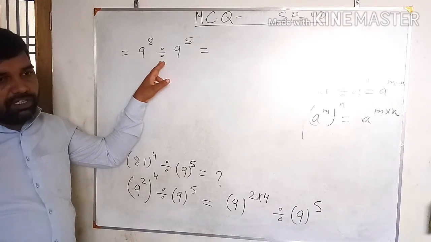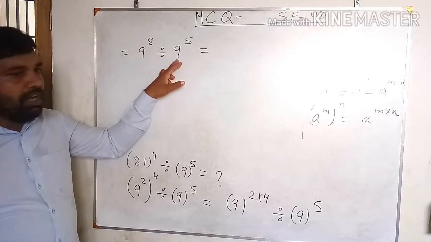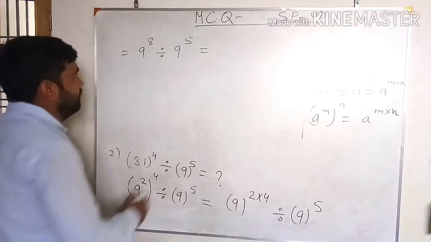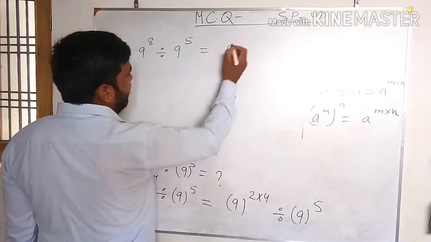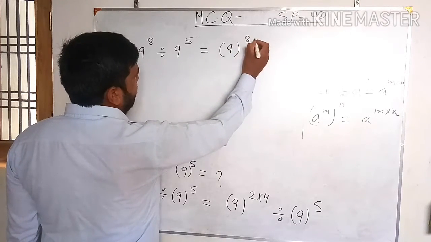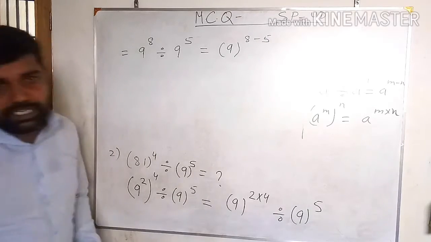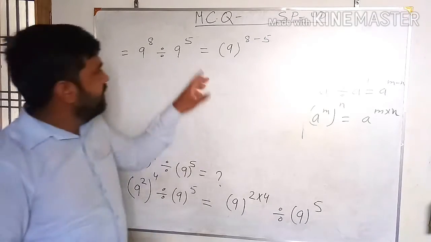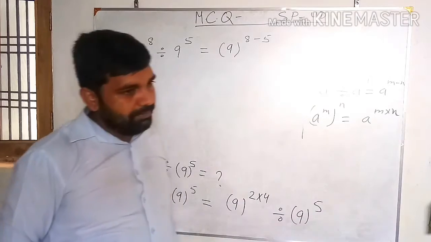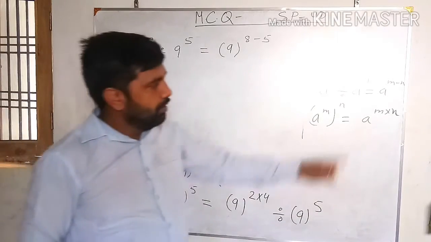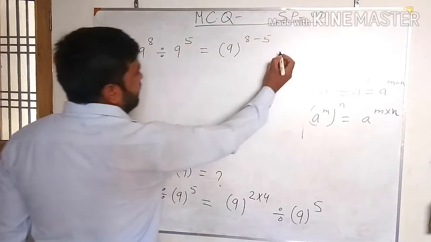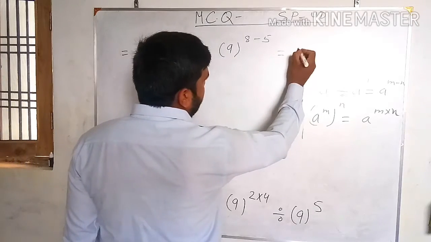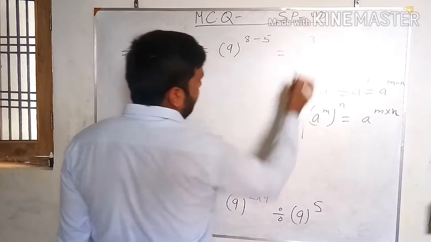So again we apply the what? Quotient law. Take the base common and subtract the power. So take the base common 9 and we subtract the powers, 8 minus 5, first power minus second power. We have applied here the quotient law: a to the power m divided by a to the power n gives you a to the power m minus n. So what value did we get? 9 to the power 8 minus 5 is 3. So we have got 9 to the power 3.